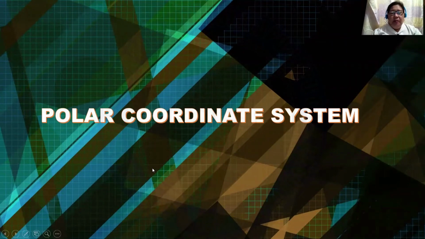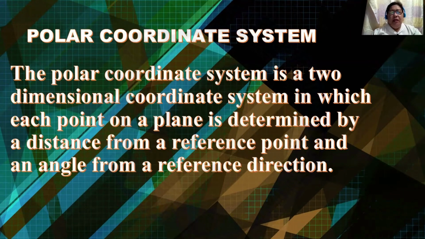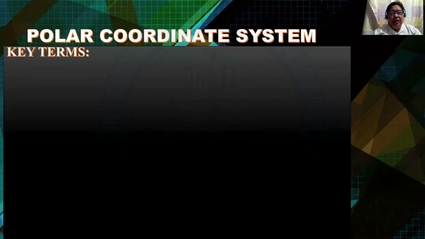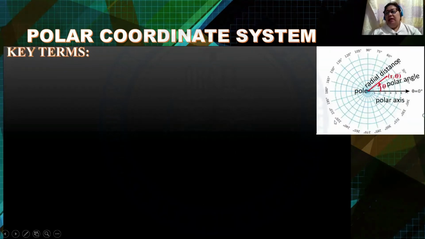Let us have now the polar coordinate system. The polar coordinate system is a two-dimensional coordinate system in which each point on a plane is determined by a distance from a reference point and an angle from a reference direction. Let us have first key terms. In this illustration, this is now what we call the pole. This one is the radial distance. The angle is the polar angle, and this axis is the polar axis.